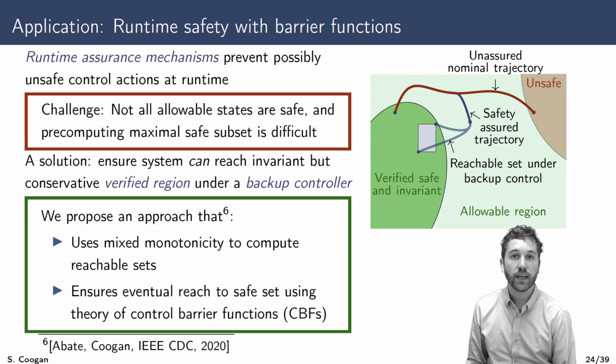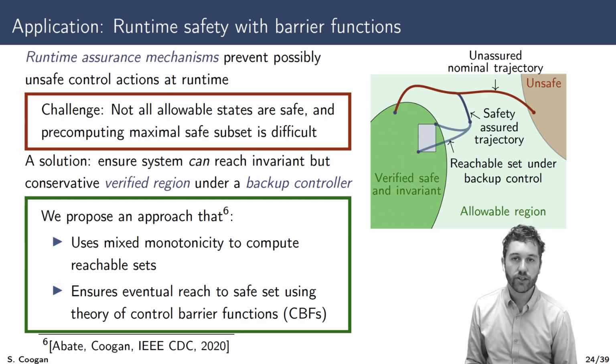Our approach to safe autonomy can be classified in the context of runtime assurance mechanisms, which broadly refers to control architectures that aim to prevent unsafe control actions at runtime. This is generally achieved by partitioning the state space into a safe and an unsafe region. And whenever a control action has the potential to move the system state into the unsafe region, the runtime assurance mechanism intervenes and alters the control inputs. So while this approach is logical, there are potentially many challenges to realizing such a scheme in practice.